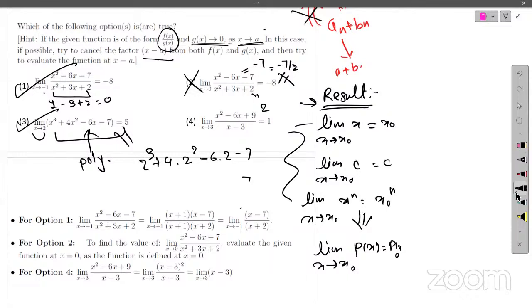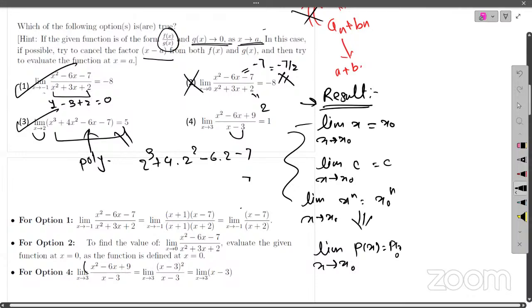And in the third option also, here q of x is vanishing at x equals 3. If we put x equals 3, it will become 0. So again, we try to factor out the numerator and denominator and cancel out x minus 3. If we factor it, x square minus 6x plus 9 is nothing but x minus 3 the whole square. And we cancel it out, we'll just get one polynomial. So the limit is nothing but 0, which is not equal to 1. So that's why this option is not correct.